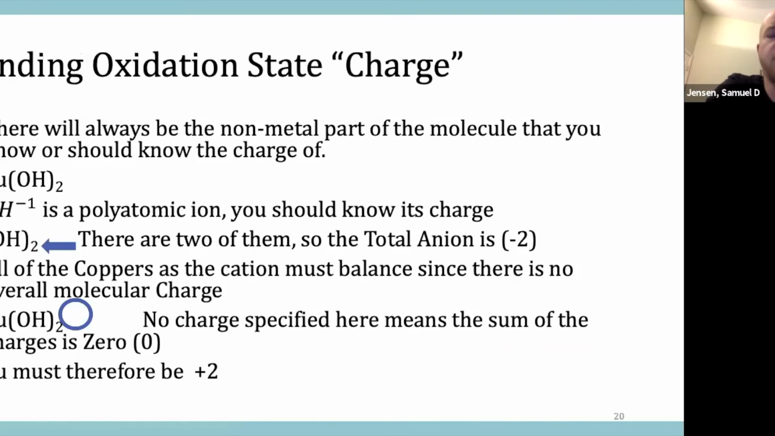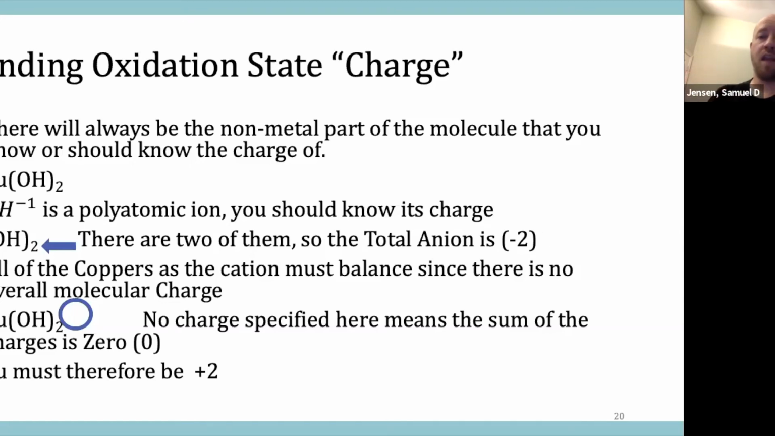So we always know generally part of the molecule. For example here, this is copper, and OH is hydroxide. We know that the polyatomic ion hydroxide is -1. You would have this part memorized. Since there are two hydroxides, there's a total of -2. So my total negative charge is -2.